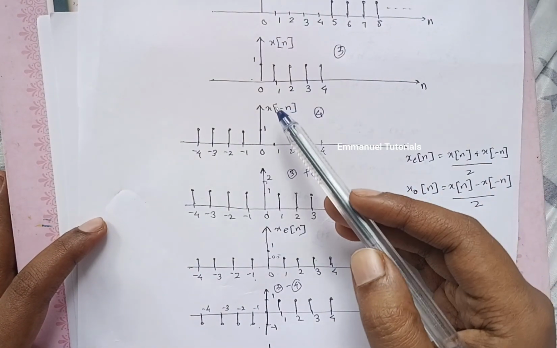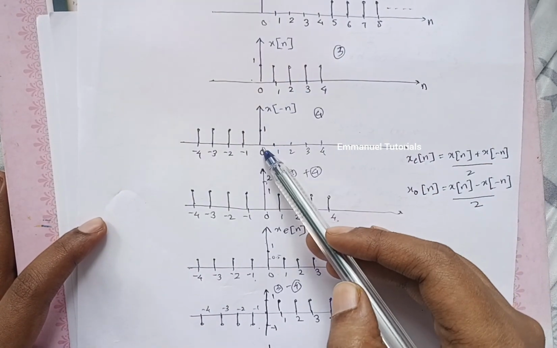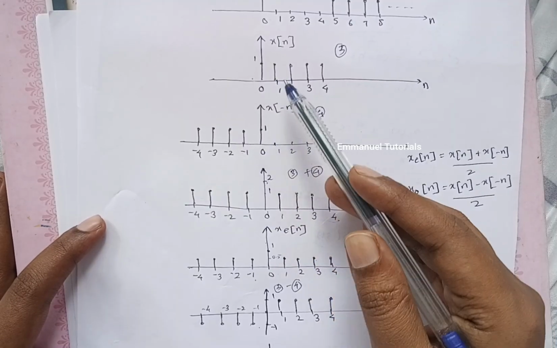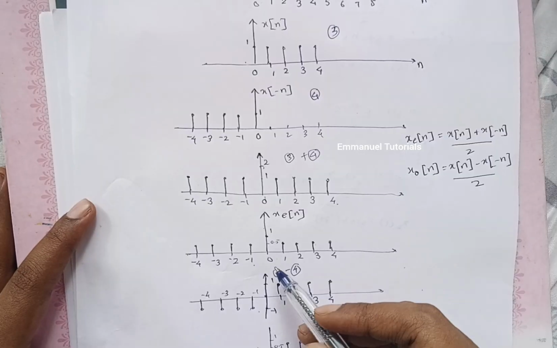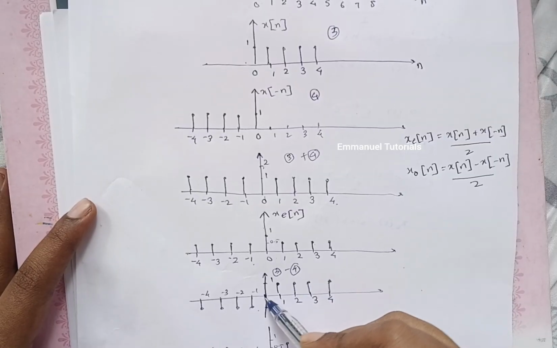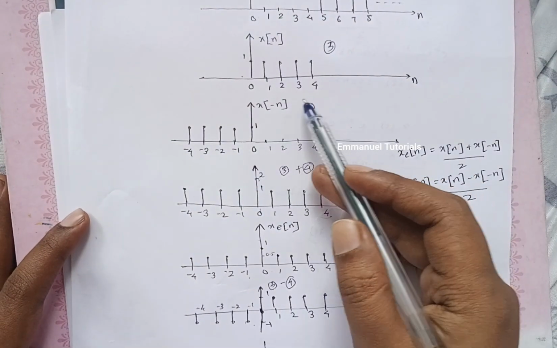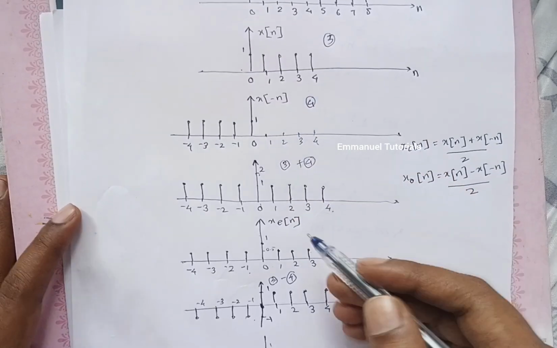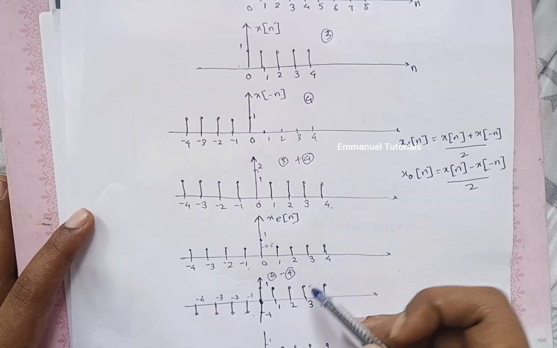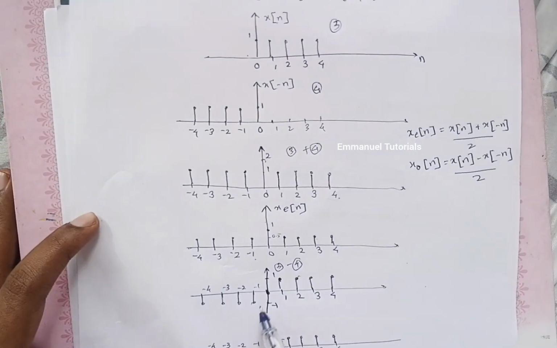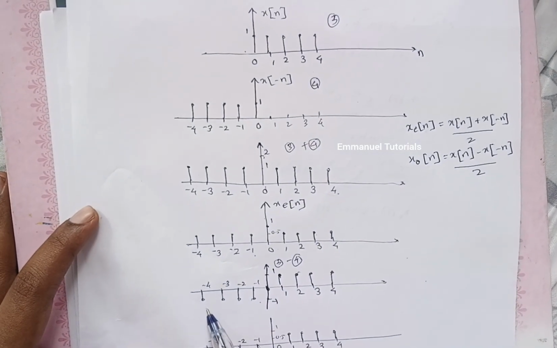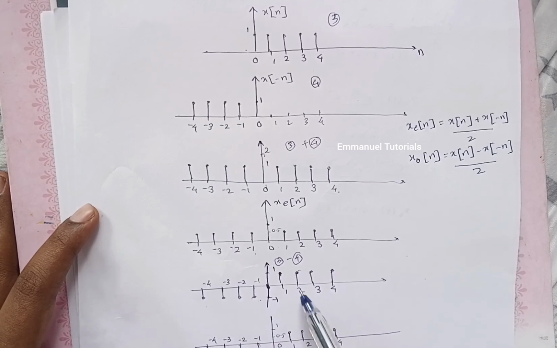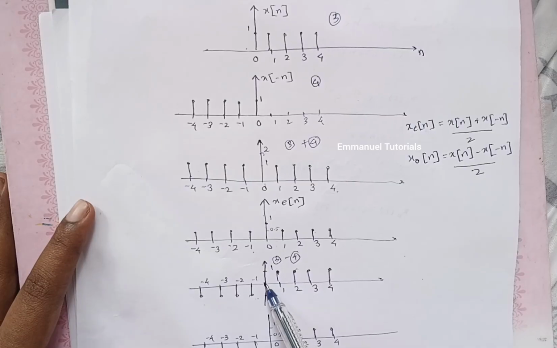And at 0, first signal's amplitude is 1, second signal's amplitude is 1. So 1 minus 1 will be 0. So that's what we have put here. And from 1 to 4, first signal's amplitude is 1, second signal's amplitude is 0. So 1 minus 0, 1 minus 0, that will be 1. So that is what we see here. So in this final signal, you have from minus 4 to minus 1 as minus 1 amplitude, 1 to 4 as plus 1 amplitude, at 0 it is 0.